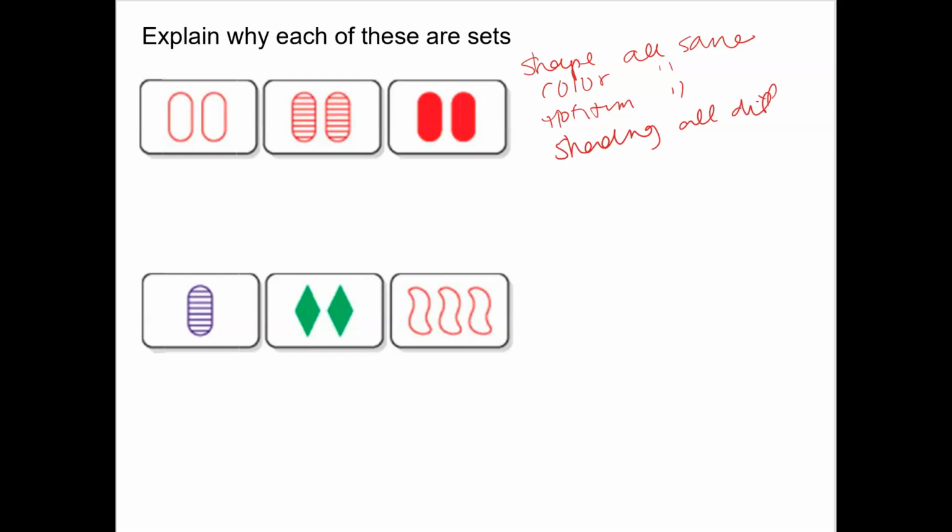Let's look at this one. The shape, they're all different shapes. Squiggles, diamonds. The color, they're all different colors. The shading, they're all different shading. And the number, 1, 2, 3, they're all different. So these are all sets for different reasons.